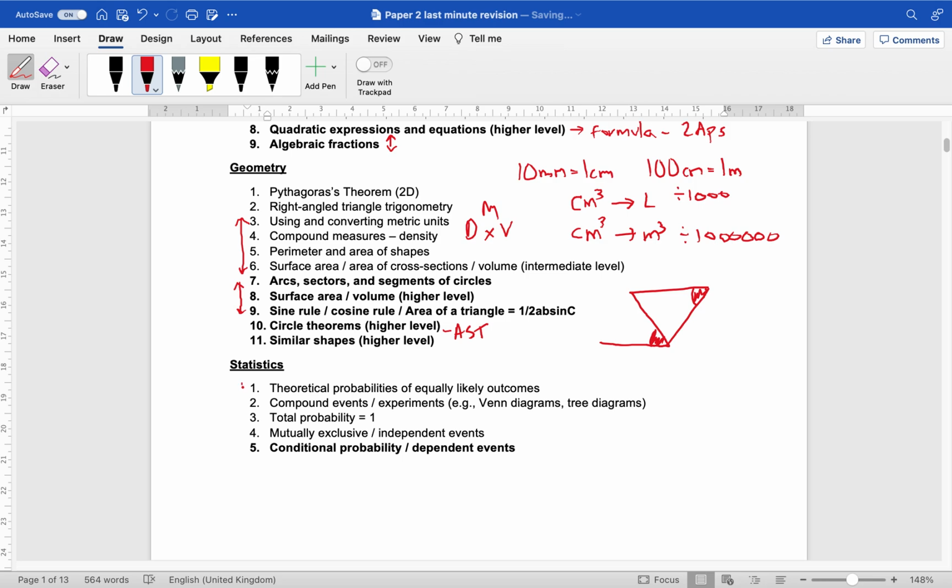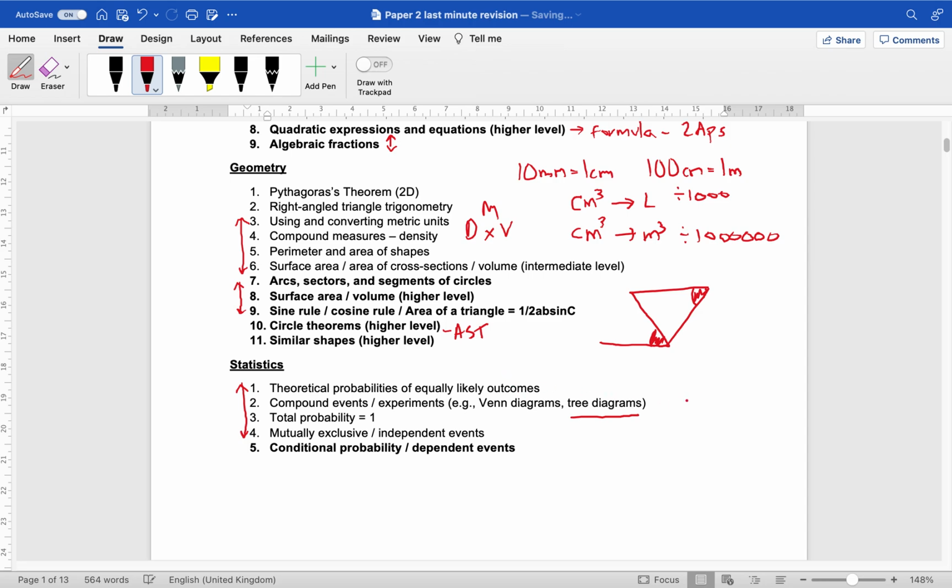Probability, again, these probably group. All these kind of can lead to a tree diagrams question, because you need to know probabilities add up to 1. You need to know about independent events, so things that don't affect each other, equally likely outcomes, etc., etc. All kind of tie in with there.